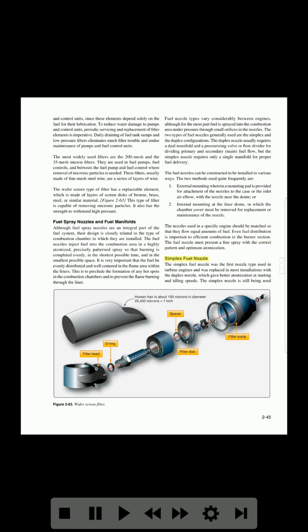Simplex fuel nozzle. The Simplex fuel nozzle was the first nozzle type used in turbine engines, and was replaced in most installations with the duplex nozzle, which gave better atomization at starting and idling speeds. The Simplex nozzle is still being used.